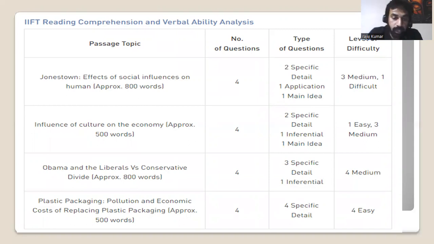Compared to Snap, compared to CAT, they really have long RCs, right? So 800 words we have 2 RCs, and 500 words we have 2 RCs. Now, one RC was very easy in last year's paper, which was about plastic packaging, right? And then again we have some easy questions, and then mostly it was either medium or difficult, right? So yes, be ready to read long passages, right?